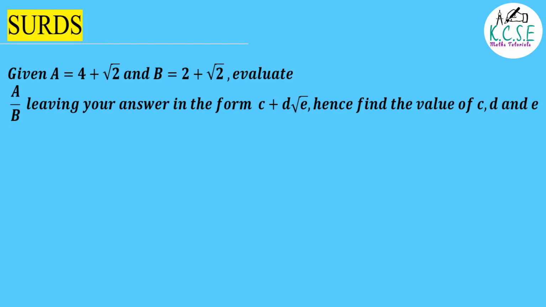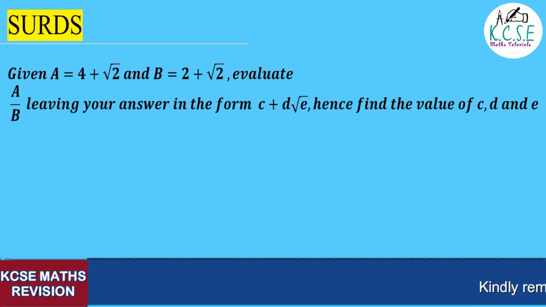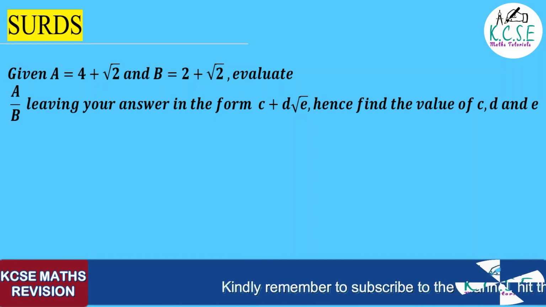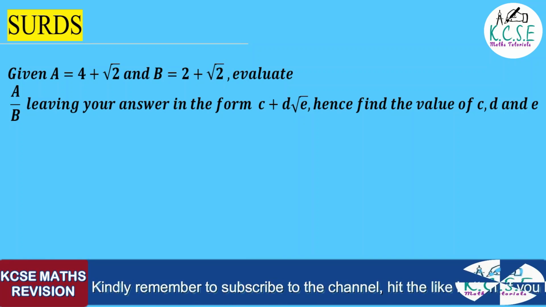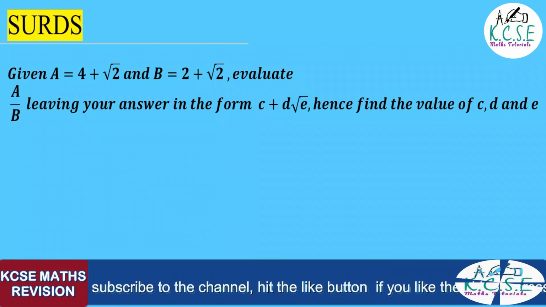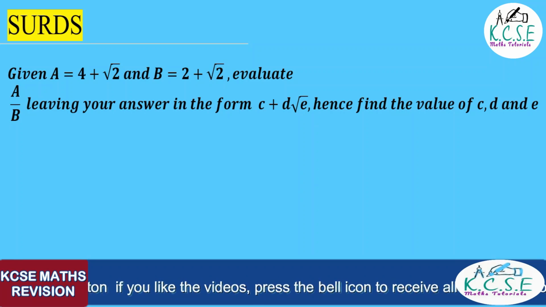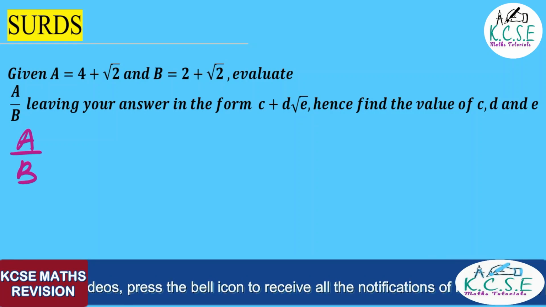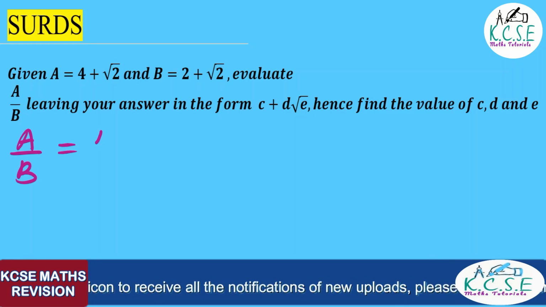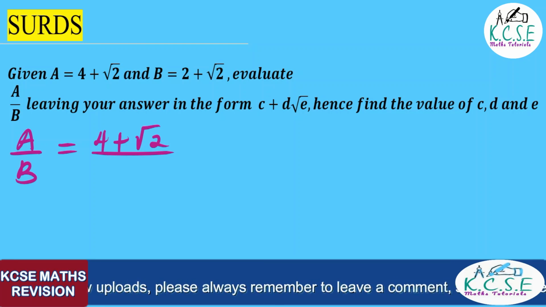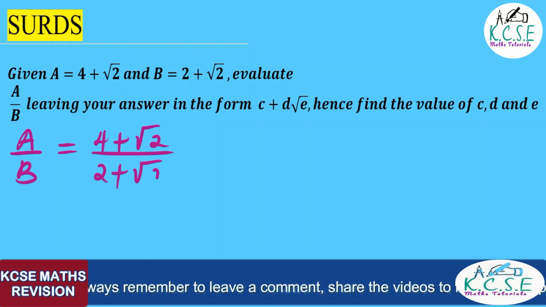Given A is equal to 4 plus root 2 and B is equal to 2 plus root 2, evaluate A over B, leaving your answer in the form C plus D root E. Hence, find the value of C, D, and E. So we shall begin by expressing A divided by B, given that A is 4 plus root 2, B is 2 plus root 2.